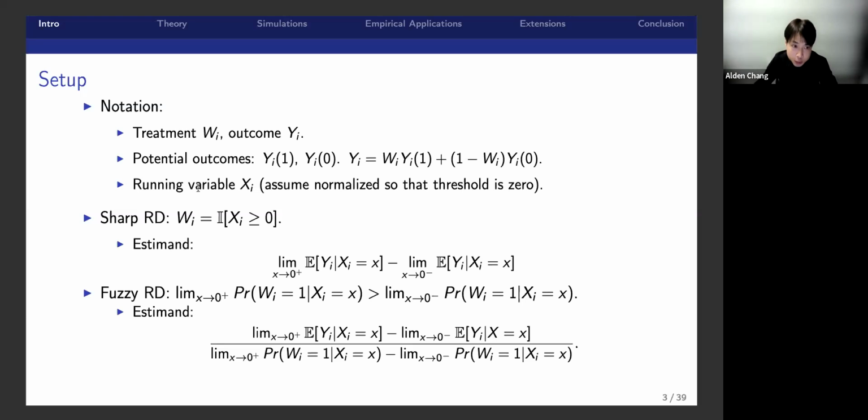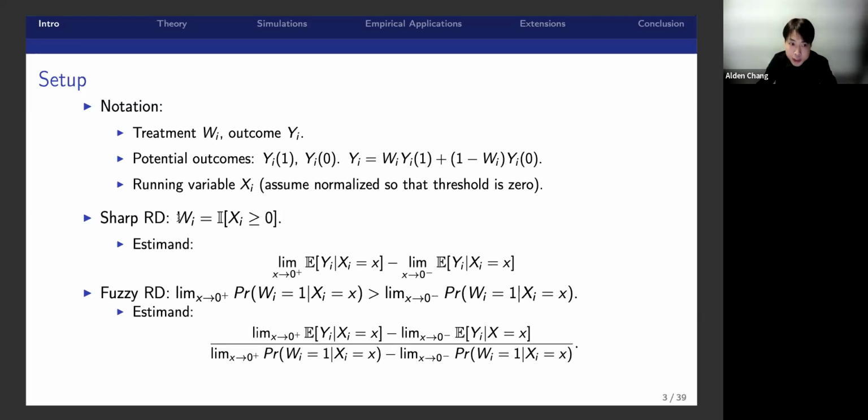So in a sharp RD design, I'll assume that an individual is treated if and only if the running variable exceeds 0. So this is without loss of generality. If the threshold is some value other than 0, we can always redefine the running variable by subtracting off this threshold value. And suppose that treatment is assigned to individuals whose running variable is below a threshold. In that case, we can simply multiply the running variable by -1, and we will return to this case.